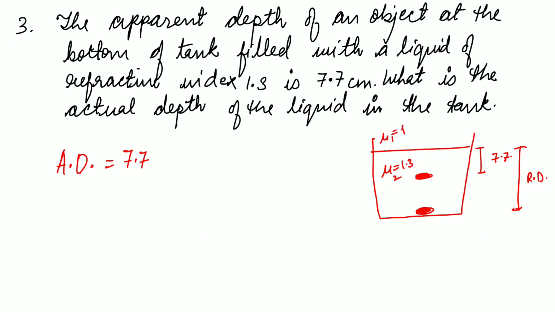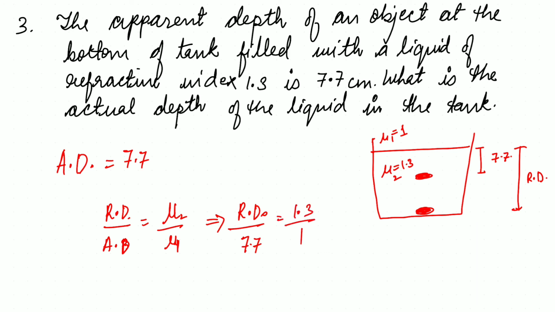This is basically air, so this will have a refractive index of 1, right? Now we already know real depth upon apparent depth is equal to nu 2 upon nu 1. Yes or no? So apply the formula here. Real depth is something which I have to find out. Apparent depth is given to me, 7.7, is equal to nu 2, which is also given, 1.3, upon 1. So this real depth will be equal to 1.3 into 7.7.